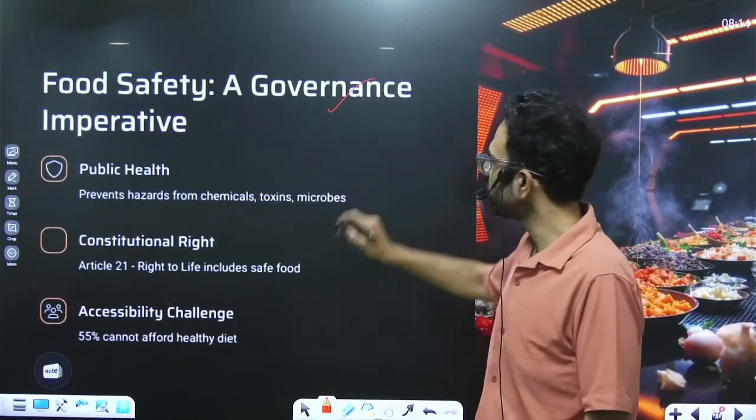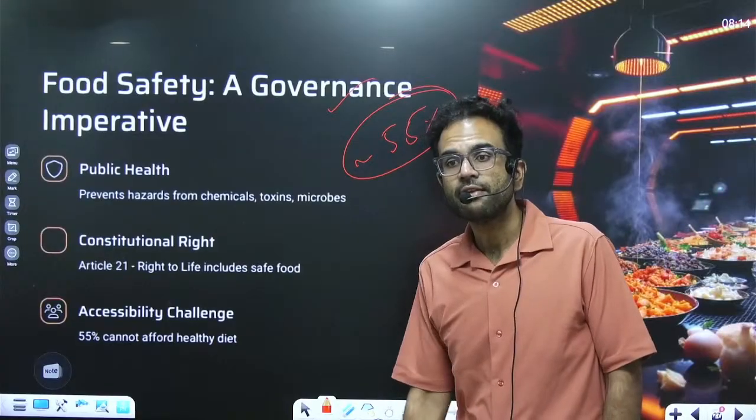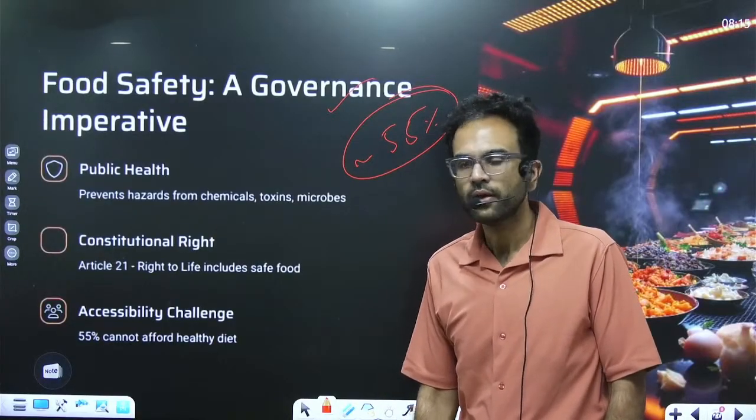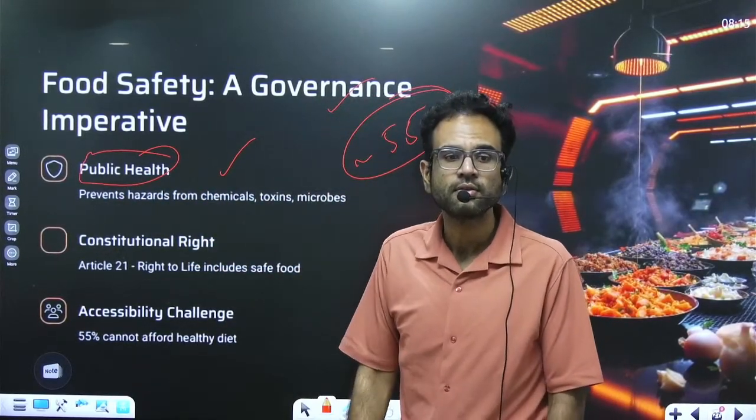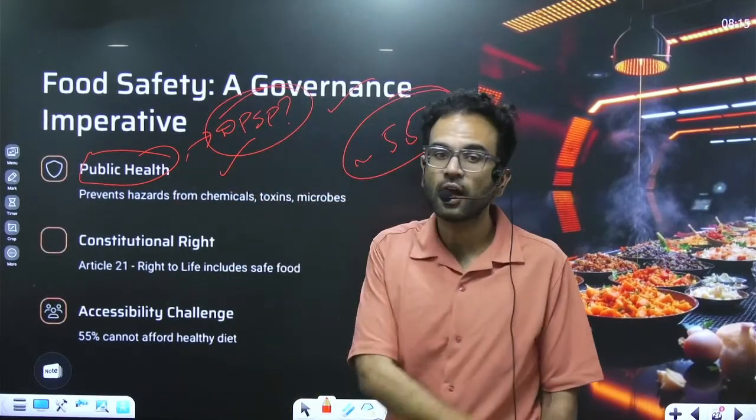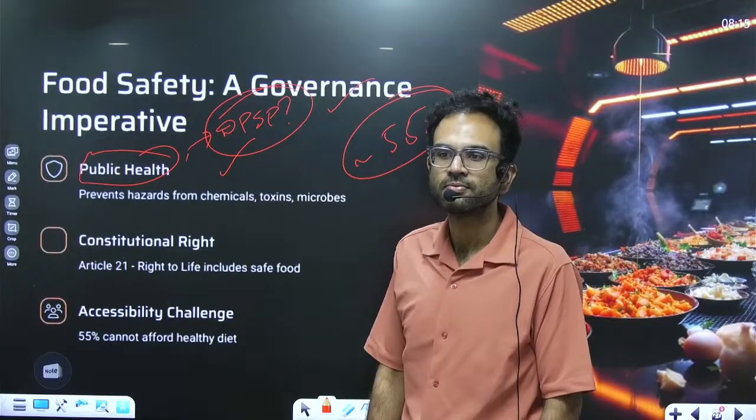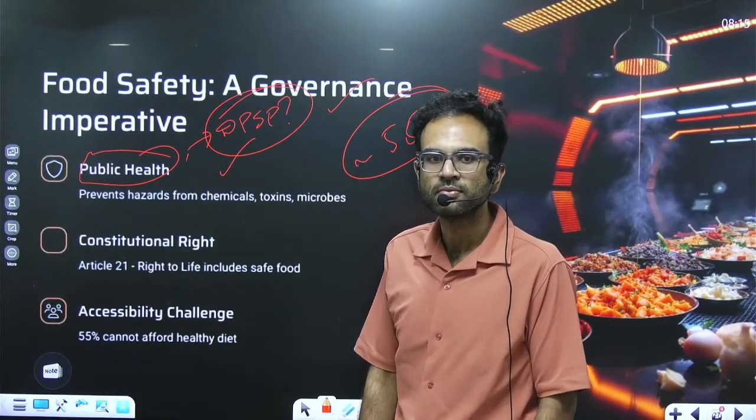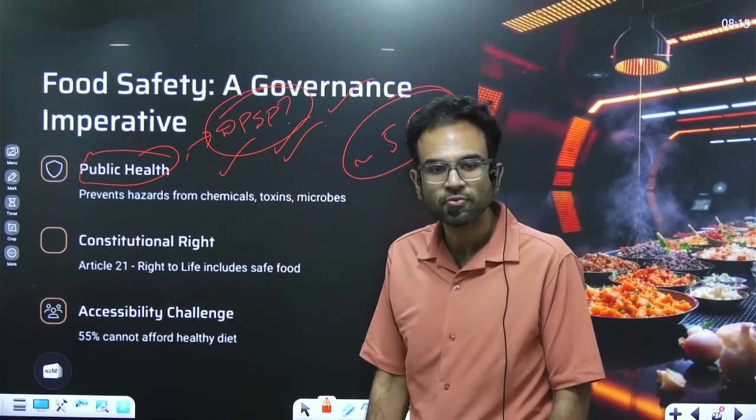Because according to the studies, nearly 55% of the Indian population do not have access to affordable, safe food. Okay, that's the first imperative. Where will you find public health in DPSP? Directive Principles of State Policy. Which article? Prelims. Anyone? Is there a mention of health somewhere in the Indian Constitution at all? Go and check. 47, exactly.